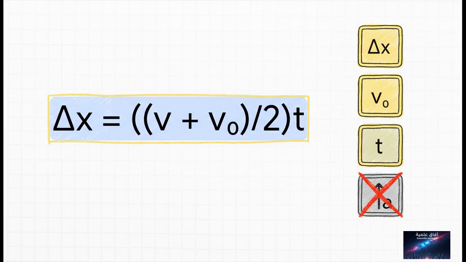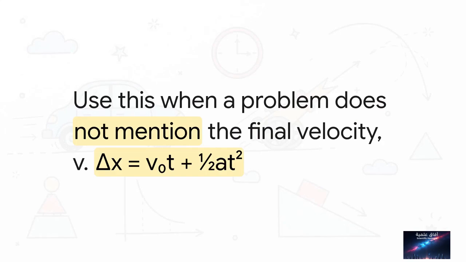Okay, what if acceleration is the mystery? The problem doesn't mention it, you don't need to find it. In that case, you pull out the second tool. It lets you find the displacement by just using the average of the initial and final velocities and multiplying by time. Super handy when acceleration is the missing piece. And tool number 3, this is the one you grab when you don't know and you don't care what the final velocity is. It connects displacement directly to the starting velocity, time, and acceleration.